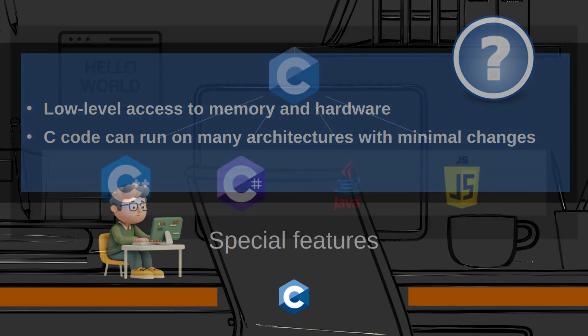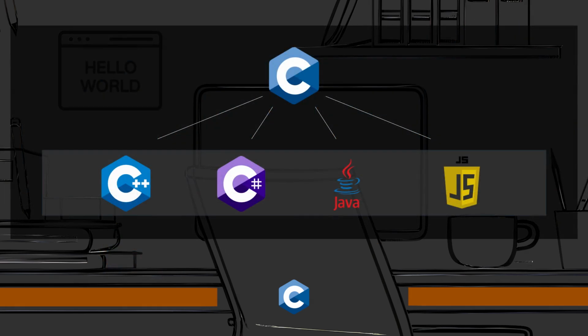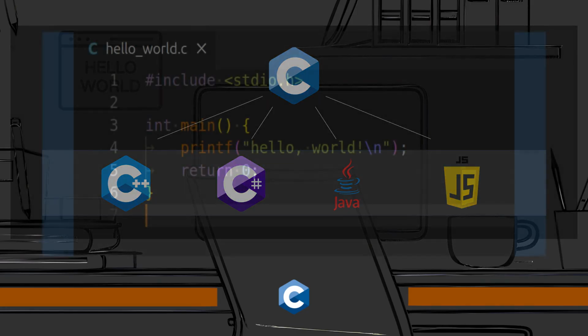C is the direct ancestor of many modern languages like C++, C#, Java, and JavaScript. Understanding C helps you understand the fundamentals of how these languages work under the hood.